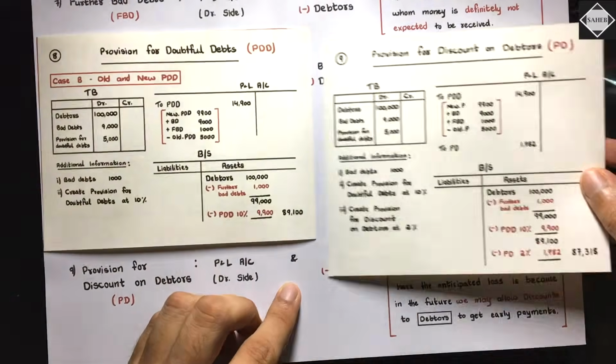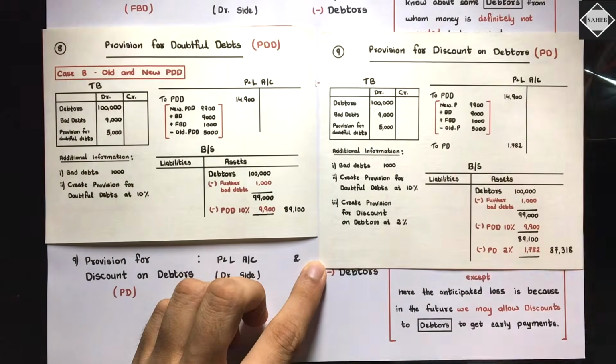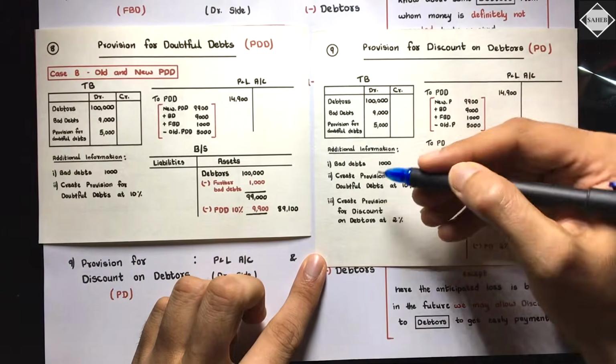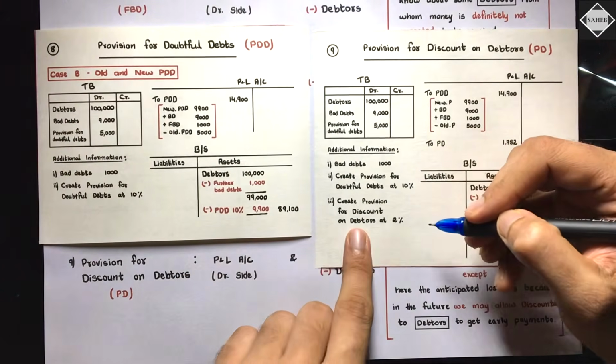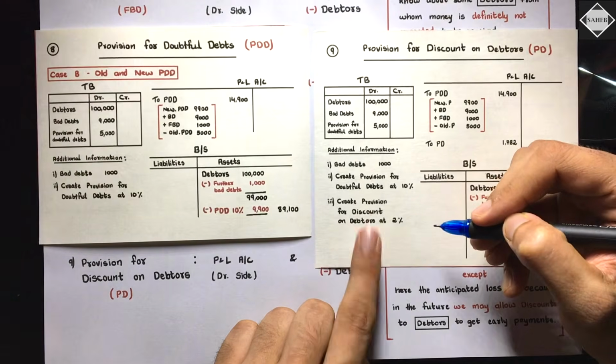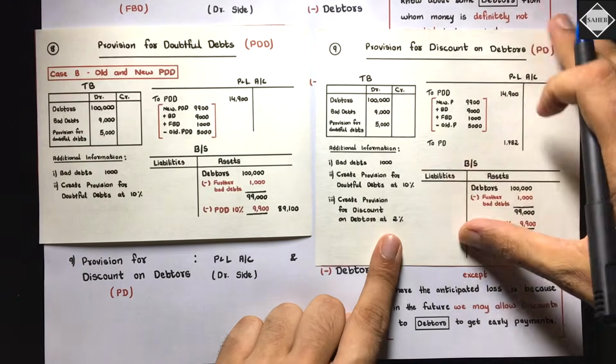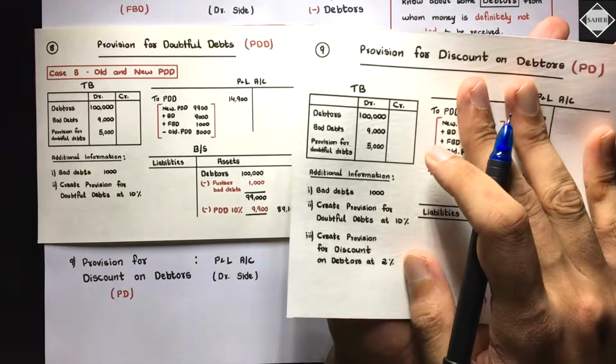Now see, discount example is coming. In discount example, what is happening? The same trial balance is exactly same as you can see. In the adjustment, what has happened? In the adjustment, one extra adjustment has come. Create provision for discount on debtors at 2%. Isn't it? Only one extra thing has come.